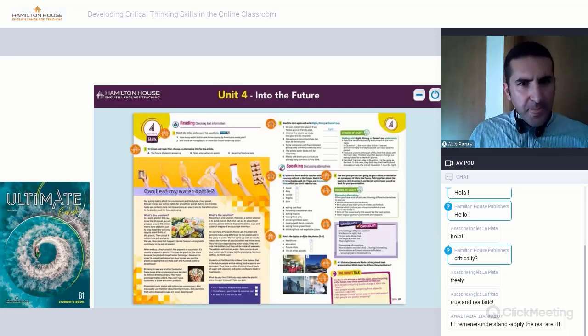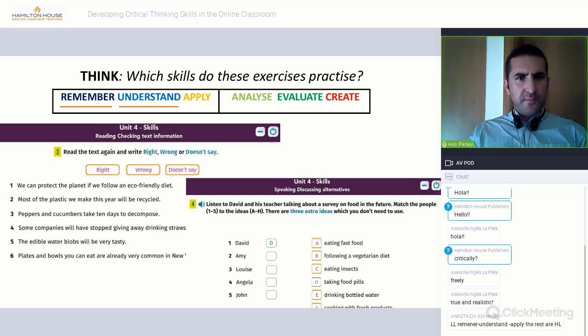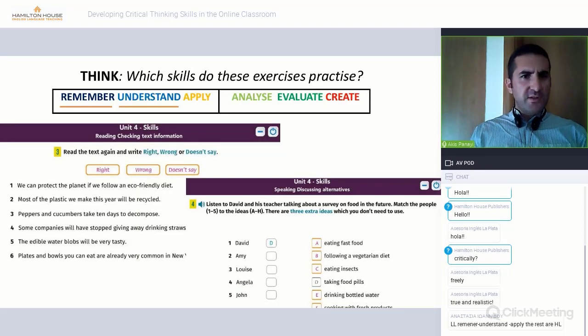Let me take you to another example from Ultimate English to see how the course book is set up to promote critical thinking. This is taken from Unit 4. Like every unit, it starts with reading. And what we can do here is look at the different questions. Now, question 3 and question 4 in this page help students with remembering and understanding information.